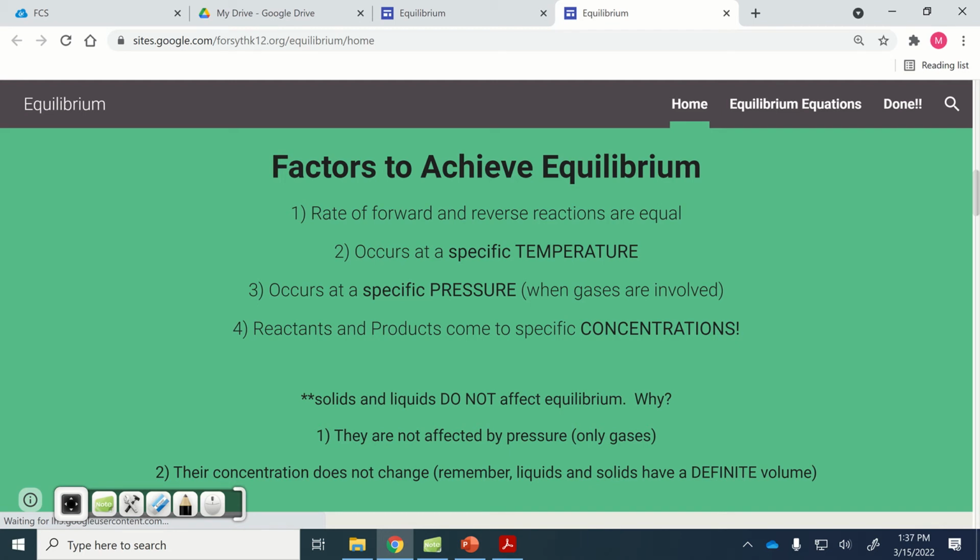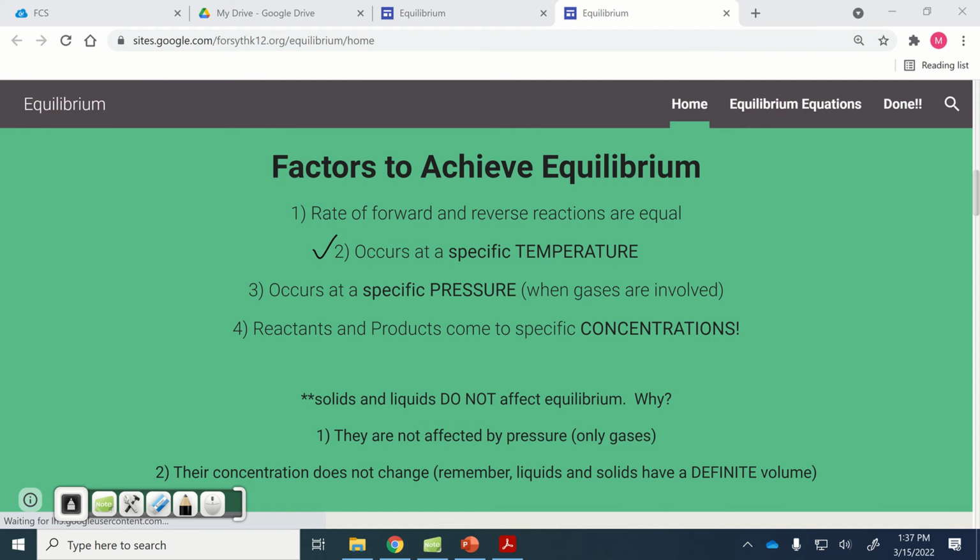There are a couple of little things that would have to happen. This is at a particular temperature. We're going to see equilibrium depends on temperature. So if I raise the temperature, we might see all of a sudden one side of the reaction occur more than the other, but then they'll find a new equilibrium.